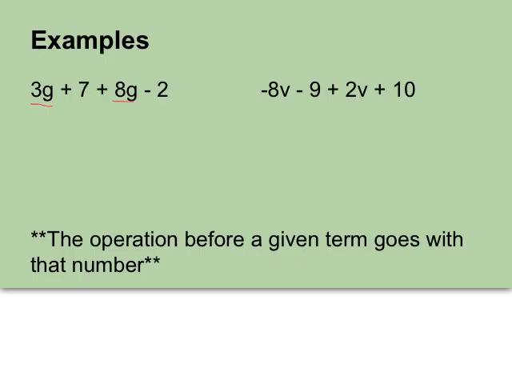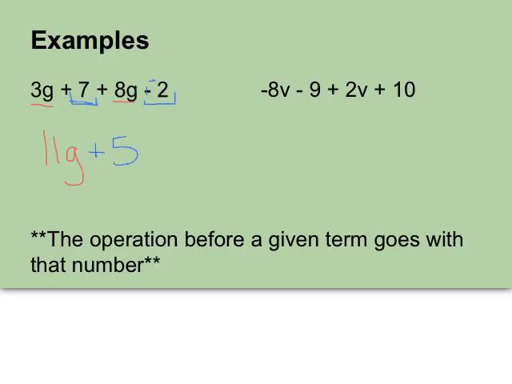So when we are given a number sentence like this, our first step is to identify the like terms. 3g plus 8g would be 11g. Another set of like terms that we have are this 7 and this minus 2. Now if you look down below at this note, the operation before a given term goes with that number, so that this minus 2, the minus sign or the negative goes with this 2. And remember, we should know that because you can always change minus 2 to plus negative 2, and it means the same thing. So when we combine 7 and negative 2, we get plus 5.